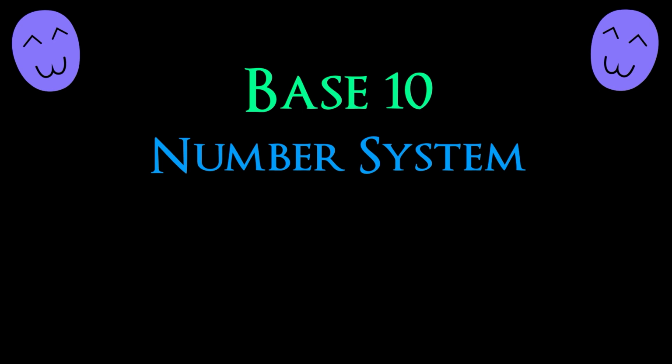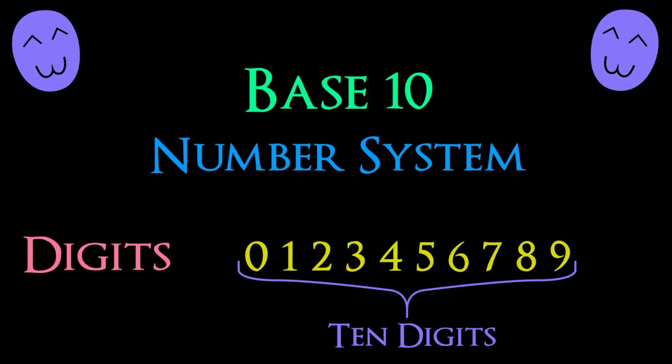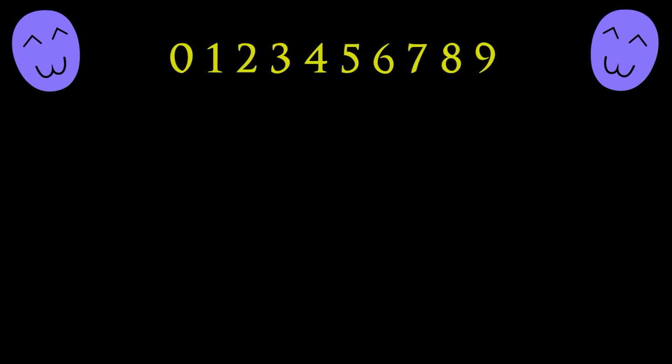These symbols we use are called digits, and they look as follows: 0, 1, 2, 3, 4, 5, 6, 7, 8, and 9. We will look at different number systems like base 7 or base 13 in another video, but for now I will be considering the base 10 number system, which is the number system we all grew up with and are familiar with.